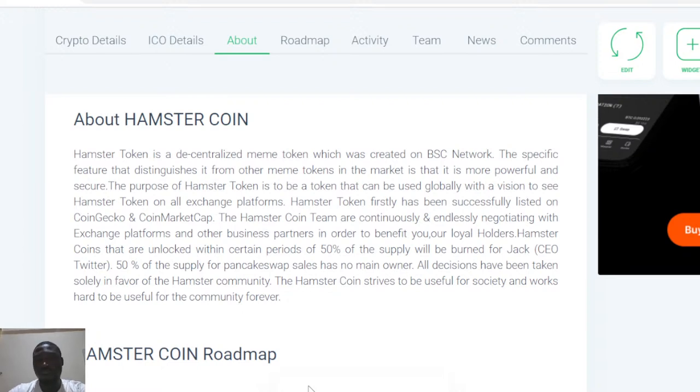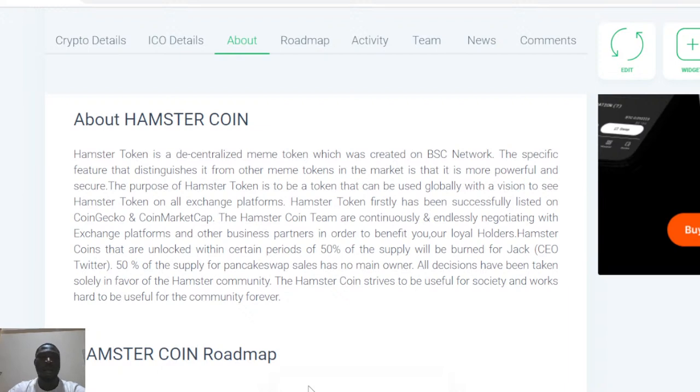And the purpose of this token is to be a token that can be used globally, with a vision to be seen on all exchange platforms, like Gate.io, for example. For you to be there, that means you have a vision. It's not just any kind of project; it has a unique vision and a goal of what they want to do. And also, the token was successfully listed on CoinGecko and on CoinMarketCap.